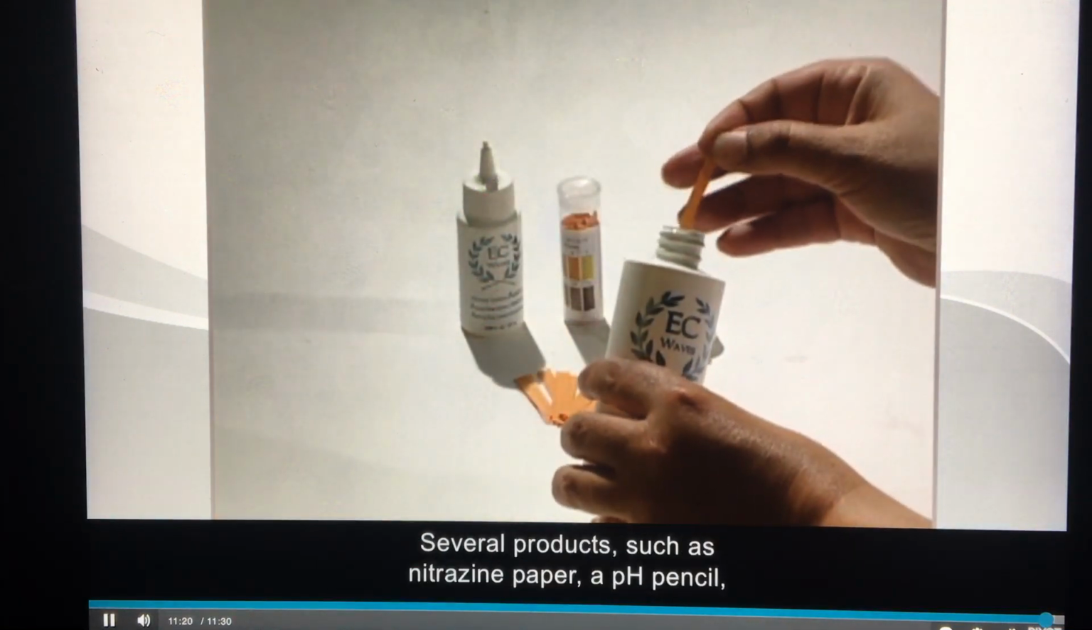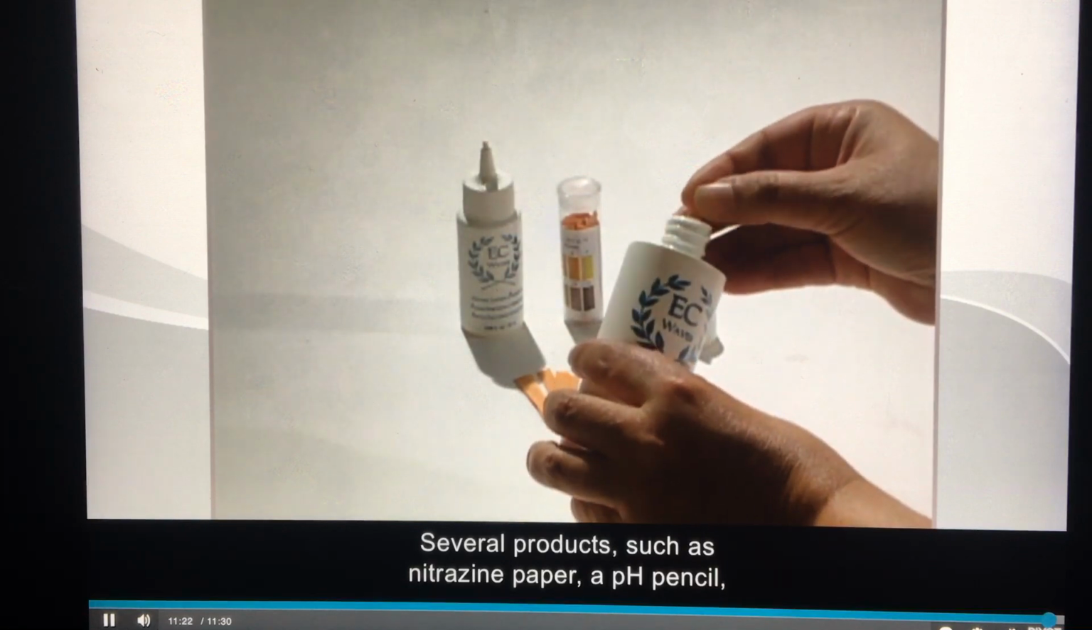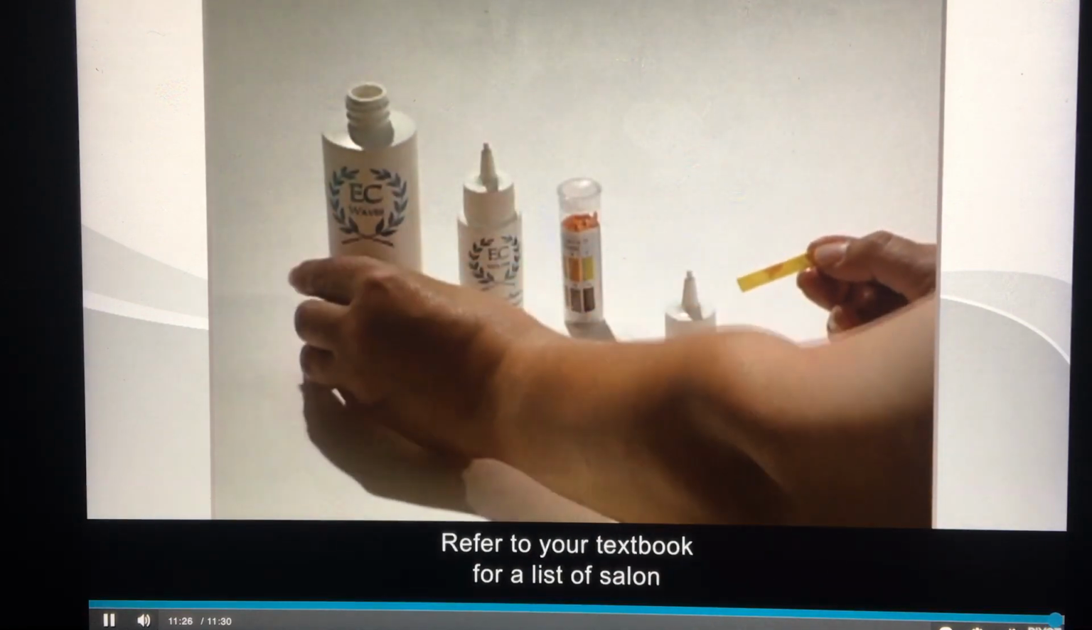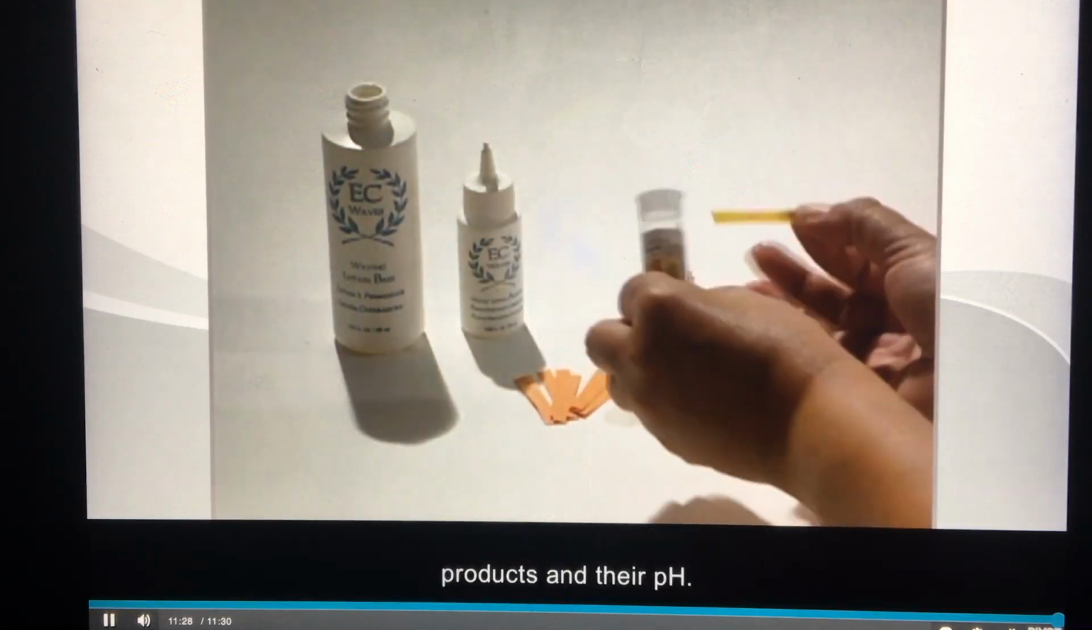Several products, such as nitrazine paper, a pH pencil, and a pH meter, are used to measure the pH in products. Refer to your textbook for a list of salon products and their pH.